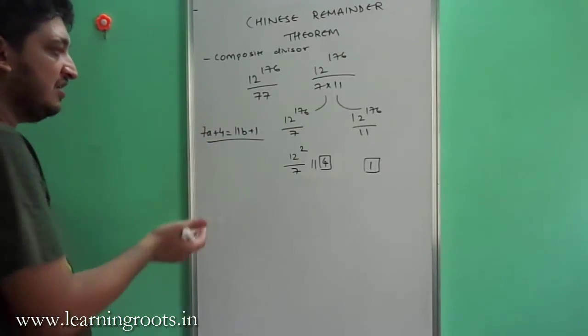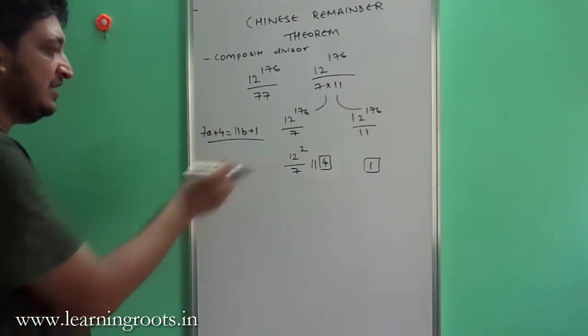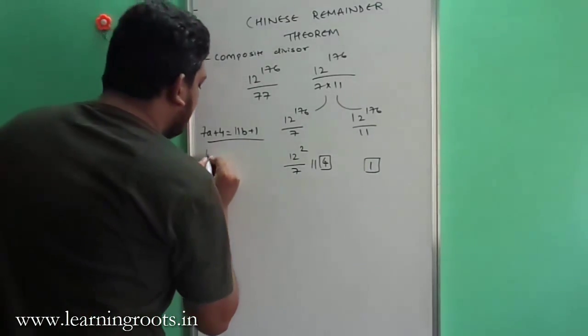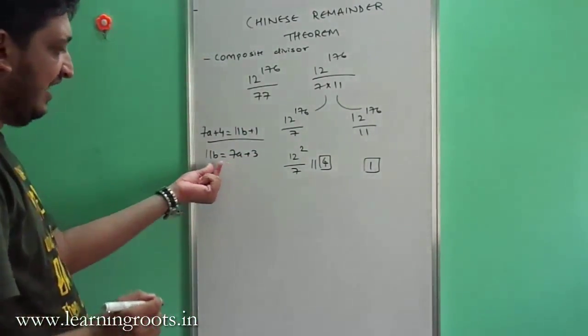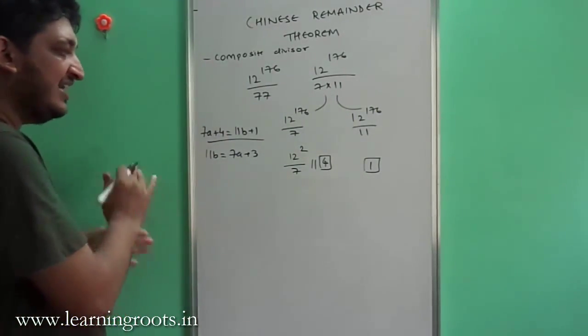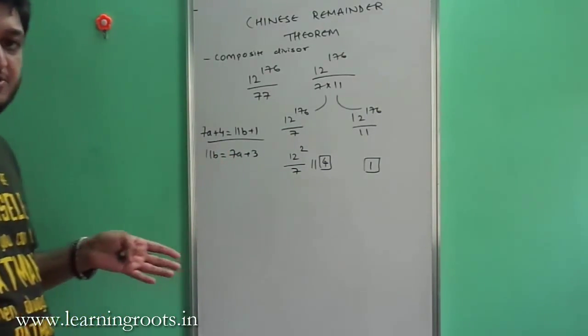One thing you can do is use the trial and error method, or you can simply take 1 to this side and then try to find out how to go about it. So I will take 1 to this side, and 11b will become 7a plus 3. Now b and a are non-negative integers, so they can be 0 as well. If it satisfies the equation, then either a or b can be 0.